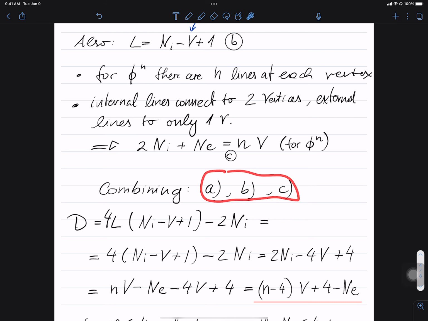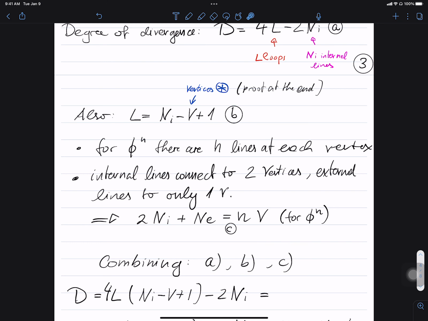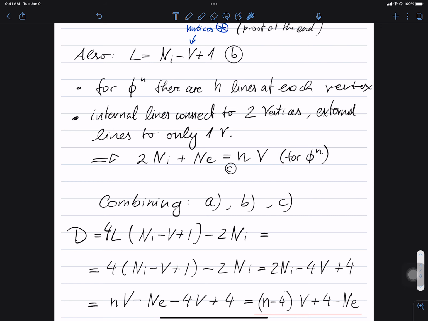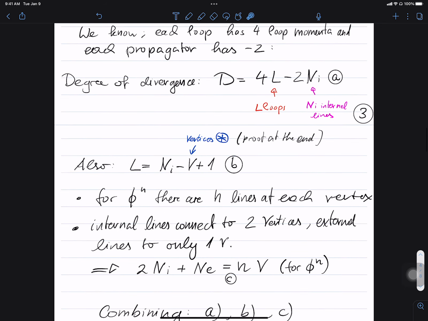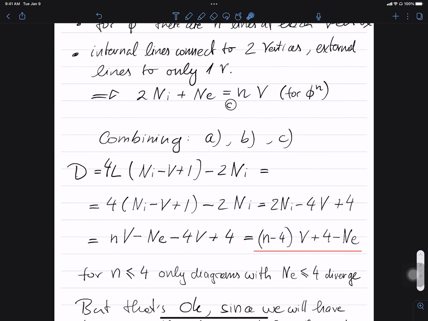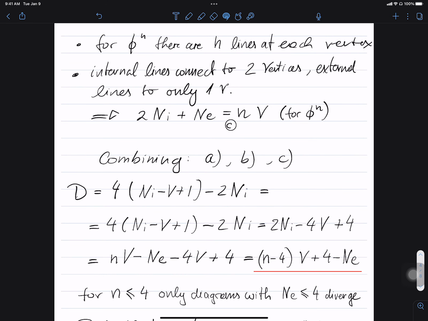Combining now statements A, B, and C, we want to know what is the degree of divergence in general of a theory with phi to the n interactions. We now can write 4 times L minus 2 times the number of internal lines. This is the degree of divergence. So it's 4L minus 2NE.